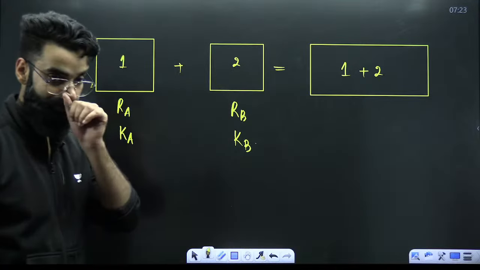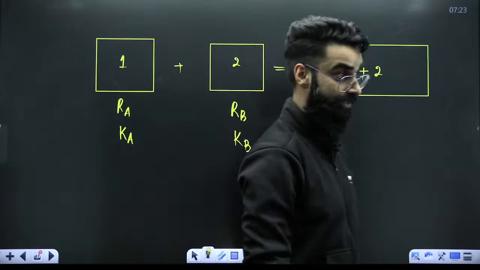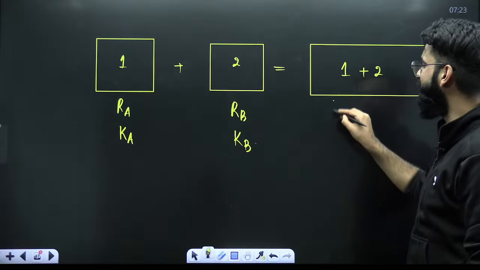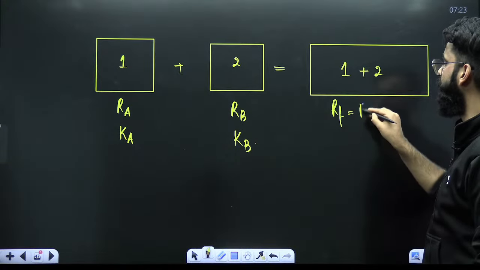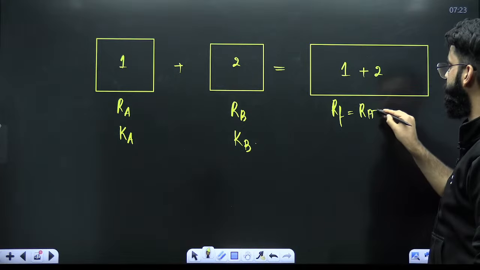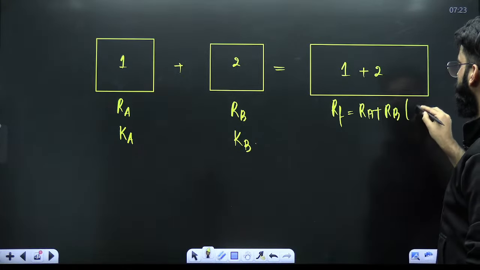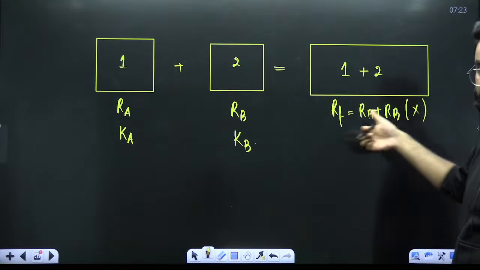Perfect. You got 1 plus 2. Now my dear students, remember one important thing. You are not going to say resistance of the final solution is equal to Ra plus Rb. This is a wrong statement. You are not going to do the question in this format.